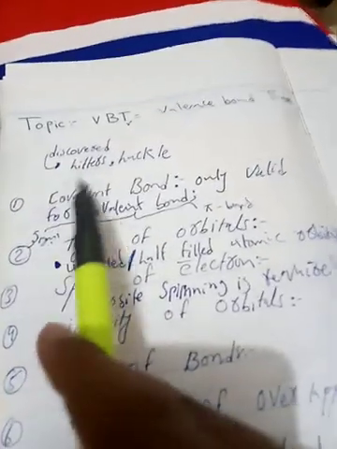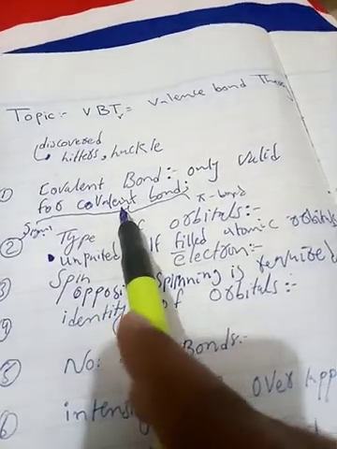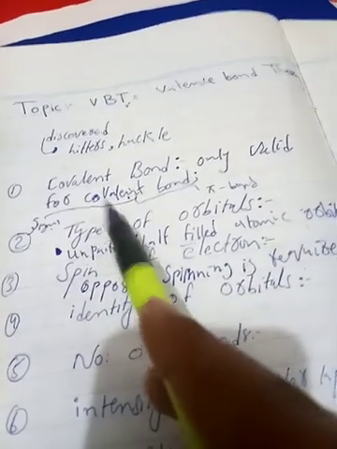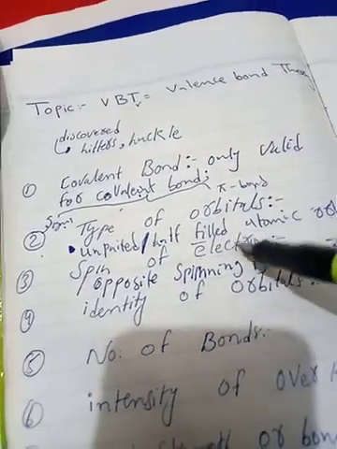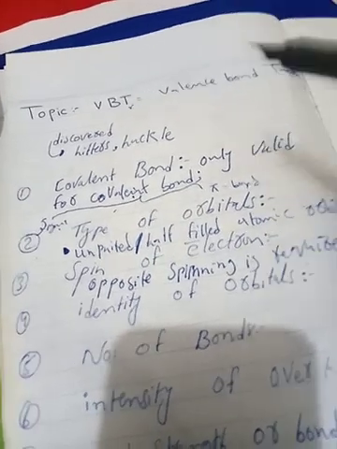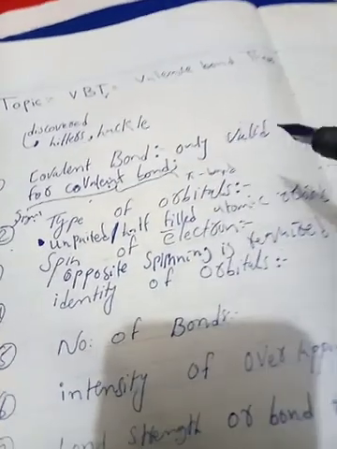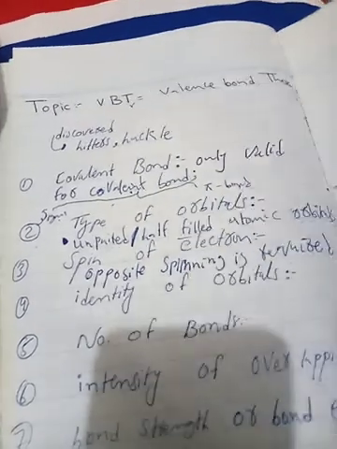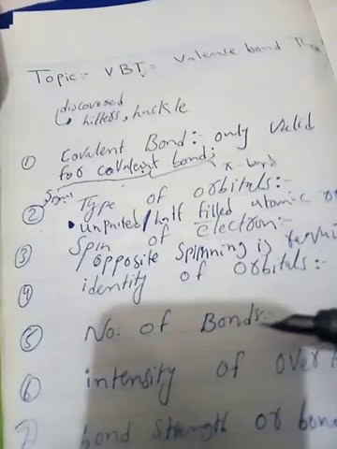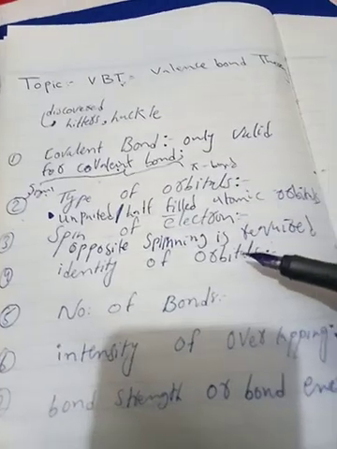At first we require a covalent bond, and a covalent bond has two types: sigma bond and pi bond. There are types of orbitals in which VBT holds. It holds in half-filled atomic orbitals, the orbitals which are half filled with electrons. It also talks about the spin of electrons, so opposite spinning is required.